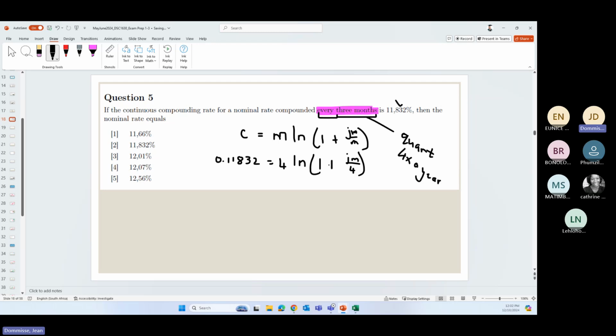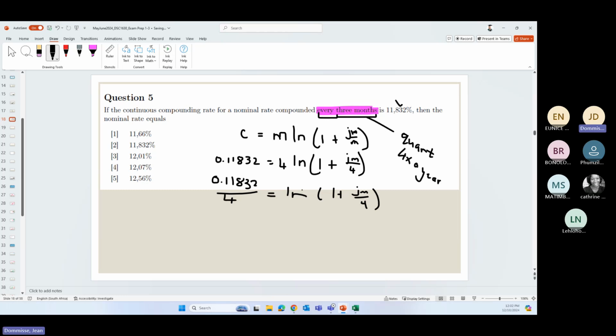So let's do that. So first thing, get rid of the 4. So we will divide on both sides by 4. So let's write that out. That is equal to log of 1 plus Jm divided by 4. Okay, so then the next step is to say, how do we get rid of the log?